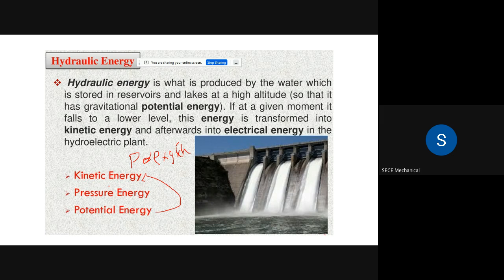That is afterwards, because of the pressure energy we get the extracted electrical energy. That is the principle behind, for example, a hydroelectric power plant, right?